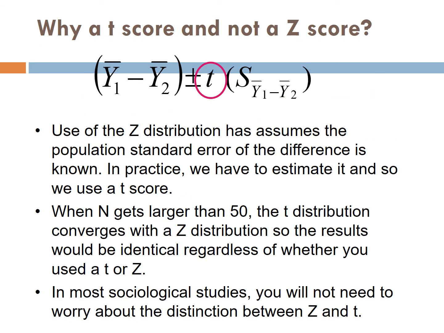So why a t-score, not a z-score? The z distribution assumes the population standard error of the difference is known. In practice, we have to estimate it, and so we use a t-score. When n gets larger than 50, the t-distribution converges with the z-distribution, so the results would be identical regardless of whether you used a t or a z. So that's why I said in a previous lecture that typically you want 50 or more in your sample. So in most sociological studies, you will not need to worry about the distinction between z and t.